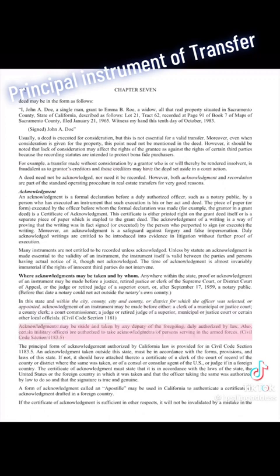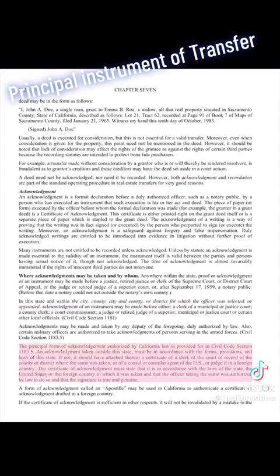Civil Code Section 1183.5. The principal form of acknowledgment authorized by California law is provided for in Civil Code Section 1183.5. An acknowledgment taken outside this state must be in accordance with the forms, provisions, and laws of this state. If not, it should have attached thereto a certificate of a clerk of the court of record of the county or district where the same was taken, or of a consul or consular agent of the U.S. or judge in a foreign country.